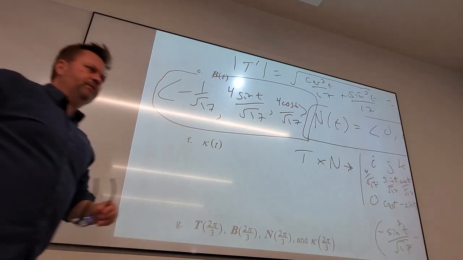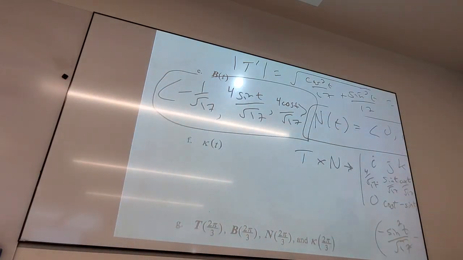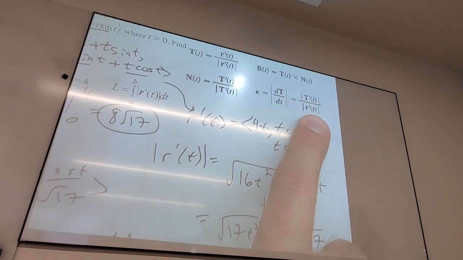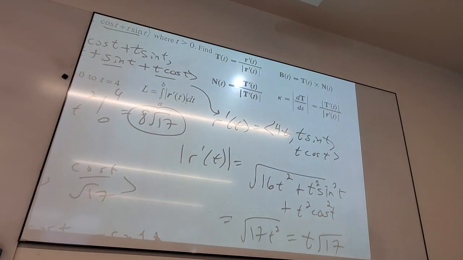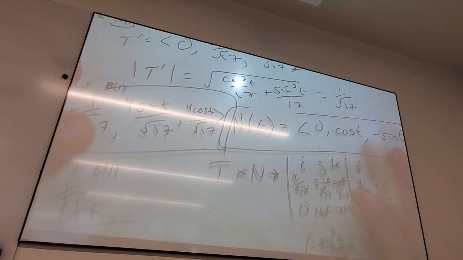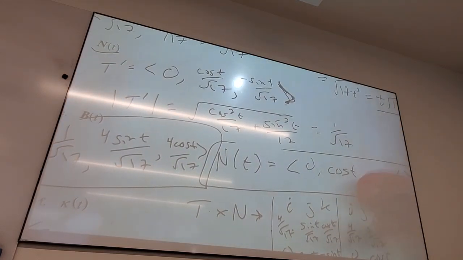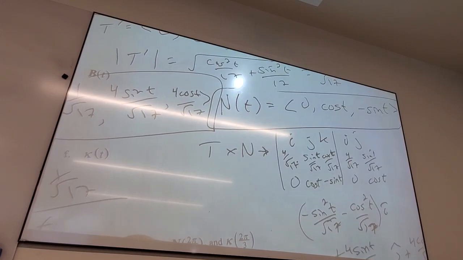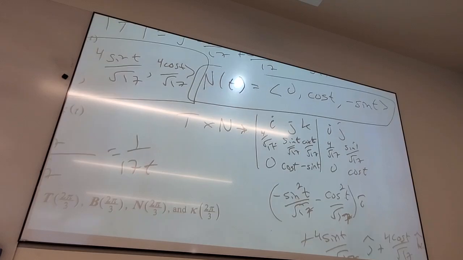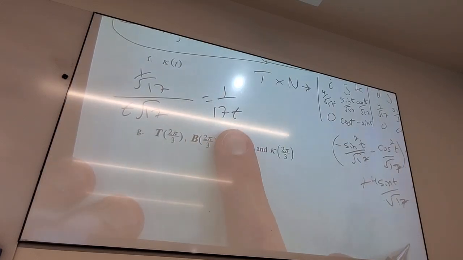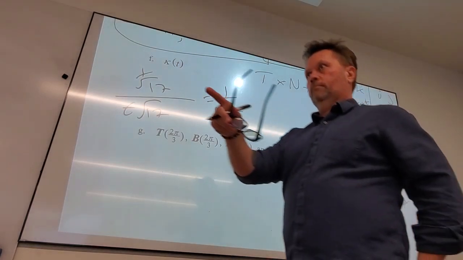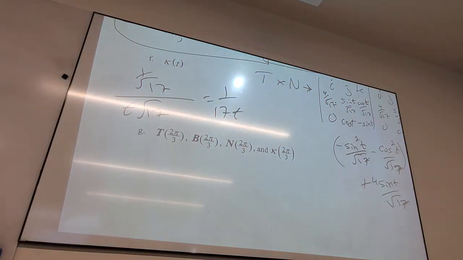And then what's the little kappa? It's the length of T prime over the length of R prime. Yes, it's curvature. What was the length of T prime? 1 over root 17. Over the length of R prime, which is t root 17. So that would be 1 over 17t, if I do my math correctly. Which is neat, because as time goes on, it will get less and less curvy. The curvature becomes a smaller value.